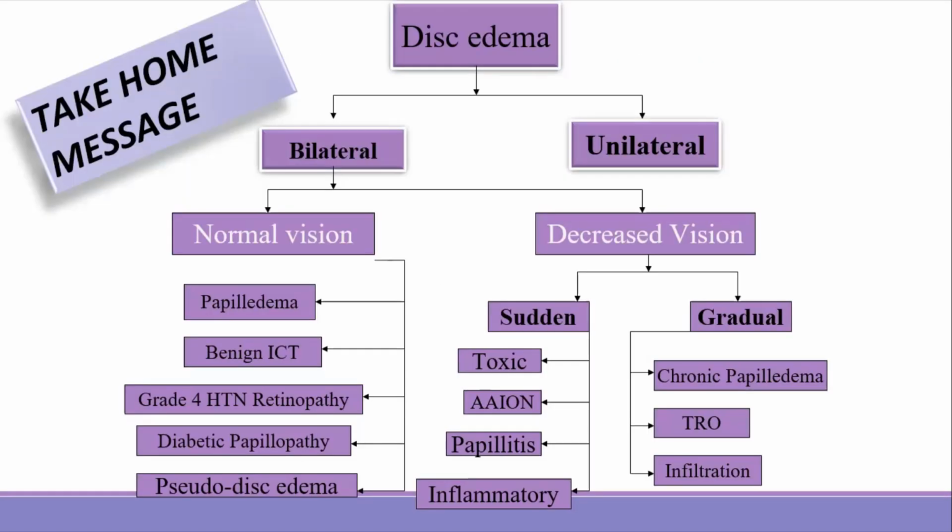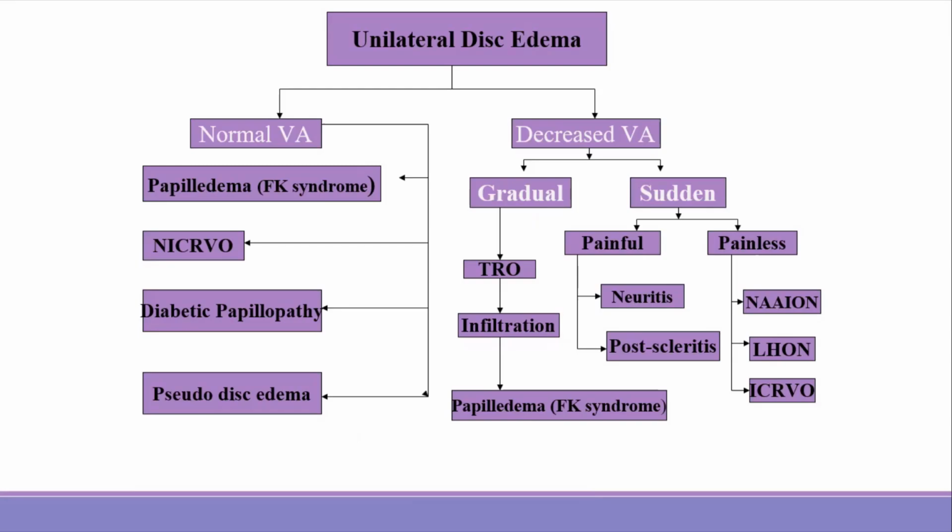So in take-home message, disc edema can be bilateral or unilateral. Then you see whether it is associated with normal vision or decreased vision, and similarly with unilateral disc edema. And then whether the decreased vision was gradual or sudden.